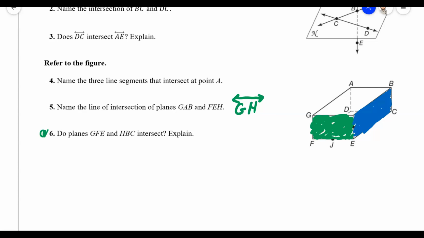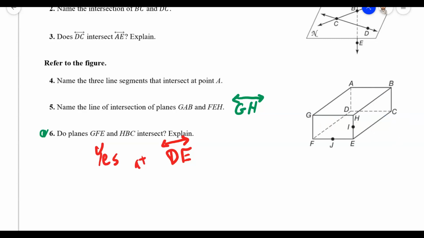So hopefully we answered that correctly. Yes, they do indeed intersect. They intersect at DE. Okay, that's their intersection. Now, one thing we didn't have a chance to answer was, what's an example of two planes that don't intersect, parallel planes?